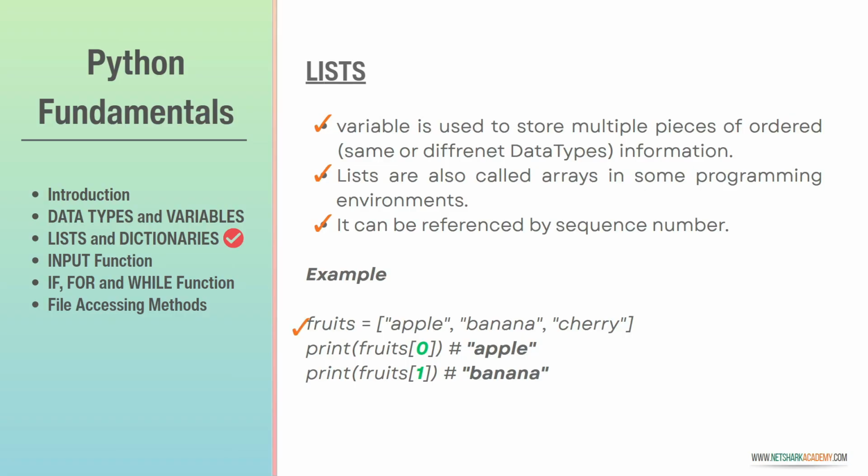Fruits is a variable here, which holds multiple items. Here it's three strings: apple, banana, and cherry. In this, the position of apple is 0, banana is 1, and cherry is 2. Note that a list always starts from 0, not 1. Print fruits[0], the output is apple. And print fruits[1], the output is banana.